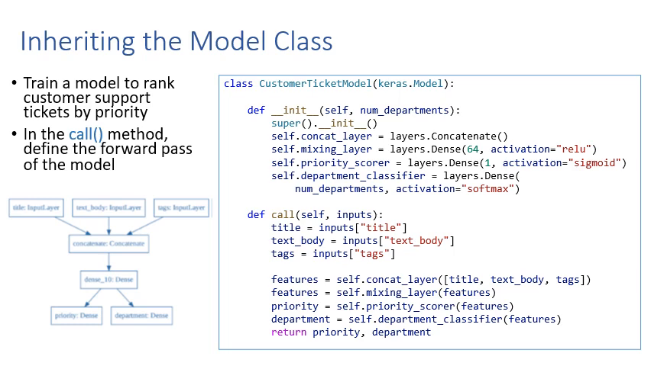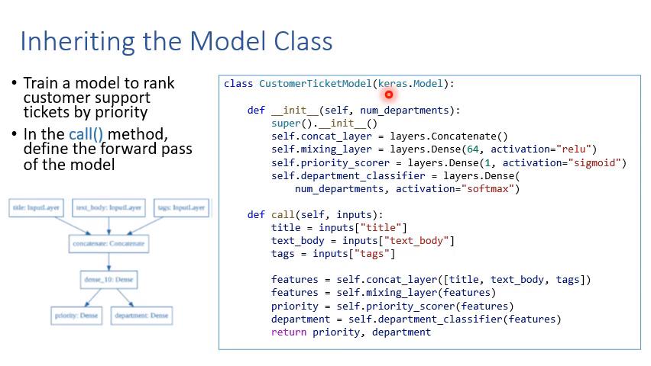Besides the Keras functional API, we can inherit the Model class and override the Keras model to create our own custom model. Here is an example. Suppose we want to train a model to rank customer support tickets by priority. There are three inputs: the title, the text body, and the text of the customer request. We will concatenate the three inputs together, and then go through a dense layer. Then finally predict the priority and the department that can process the customer ticket.